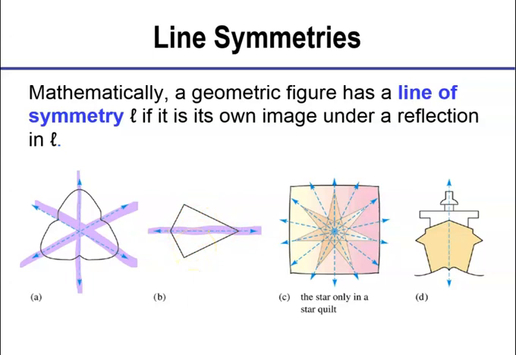This is the star only in a star quilt. Okay, that's what it's just telling you, is the star only. You're not looking at the rest of the package there. It's just saying look at the star only. Look at all those lines of symmetry.